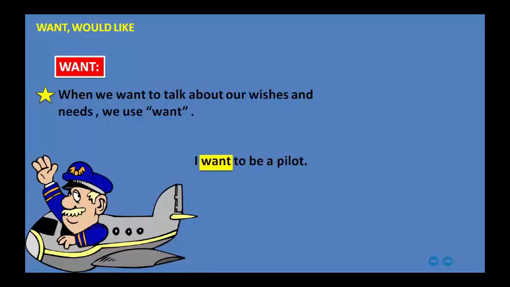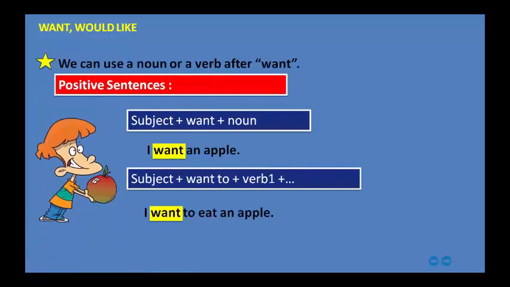When we want to talk about our wishes and needs, we use want. For example, I want to be a pilot. We can use a noun or a verb after want.